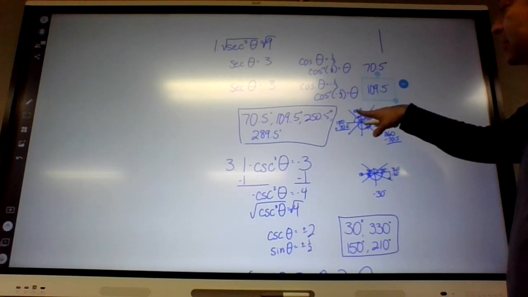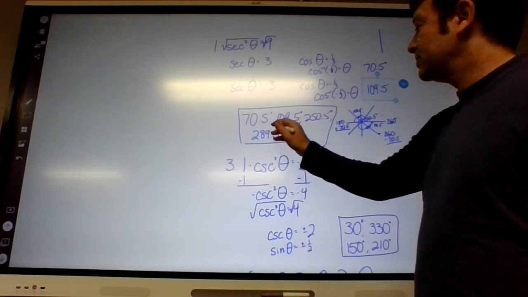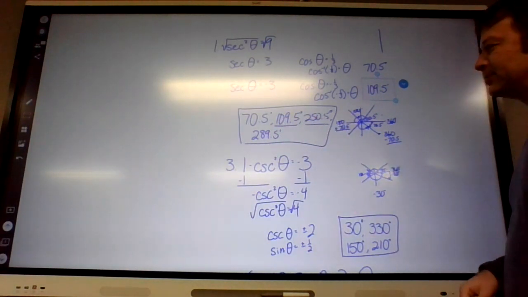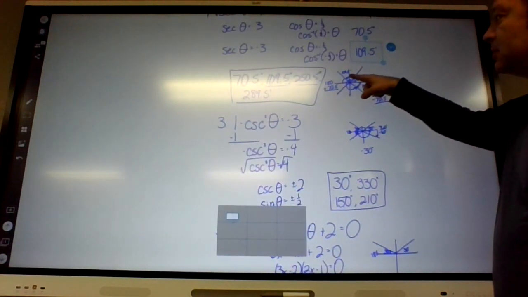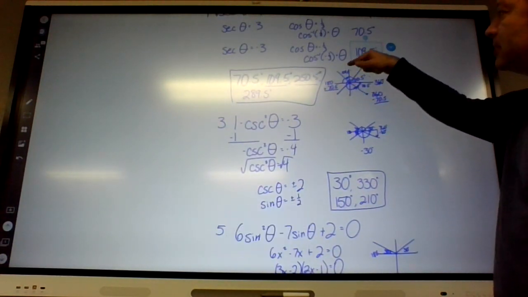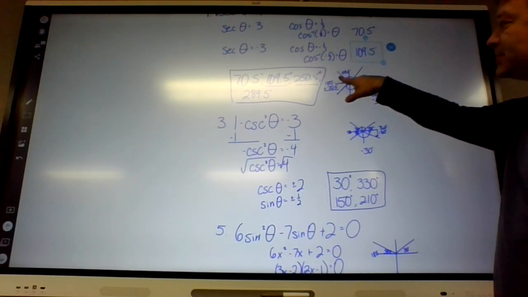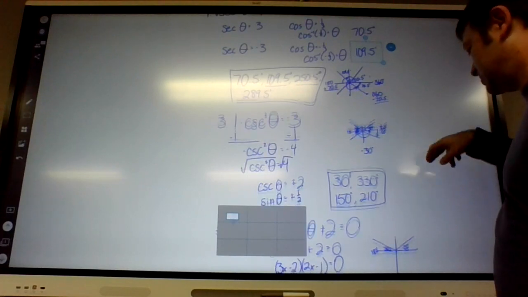109.5, the first one, and cosine's also negative down here, so it was 250.5. So these two you can do again, but those two will be a repeat for this one. 109.5 for 1/3. We already did it on number 1. 109.5 is the second quadrant angle. That's where cosine's negative. Cosine's also negative in the third quadrant. It's 250.